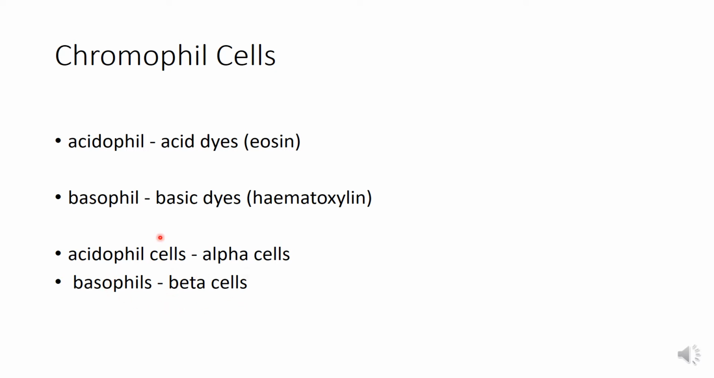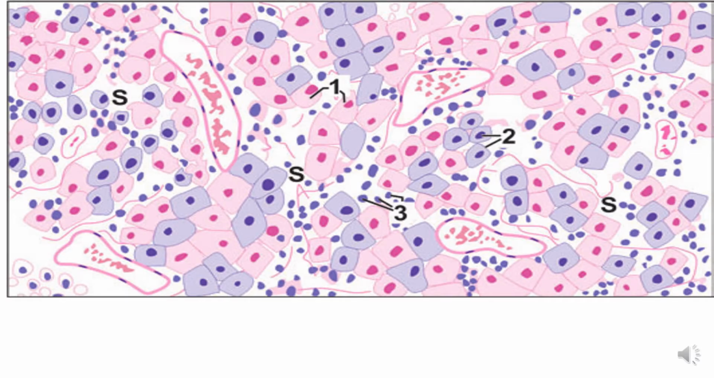So I repeat, acidophilic cells stain with acid dyes like eosin. Basophilic cells stain with basic dyes like hematoxylin. So chromophil cells are divided into acidophilic cells and basophilic cells. So as I said earlier, these pink colored cells are taking up eosin, that's why they are pink in color. So they are acidophilic cells, whereas these blue colored cells which are taking up hematoxylin are basophilic cells.